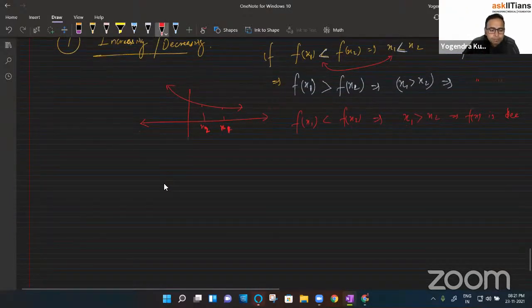What is the other method we have? We will differentiate it and see whether the derivative is positive or negative. Let me explain that derivative part also, and after that I'm going to give you questions, and you need to do them properly. The derivative part we learned already will be used here, so be careful about that. Any doubt in this part?